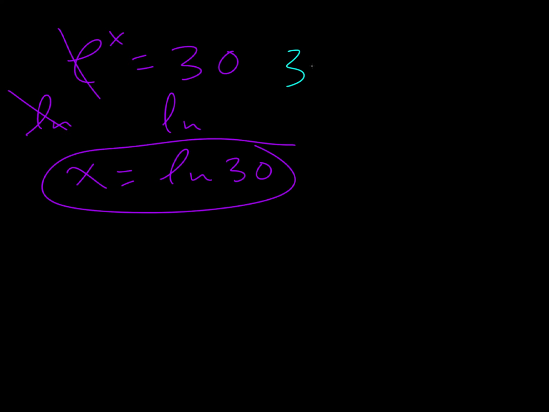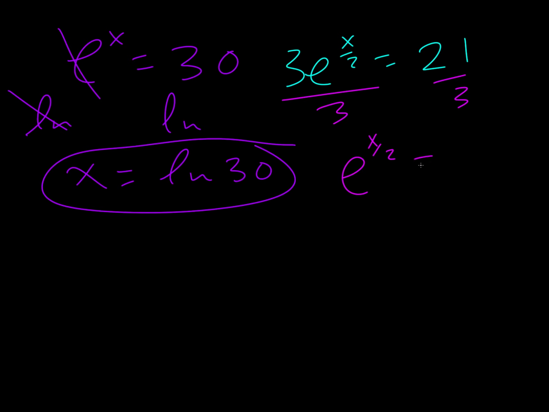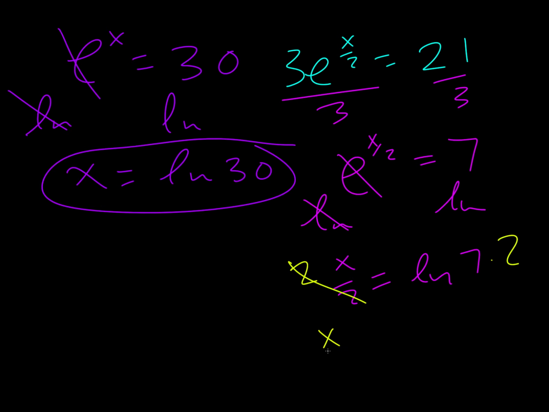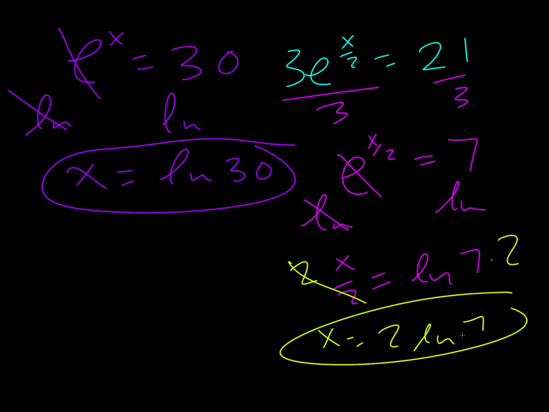Now if we have 3e to the x halves equals 21, what we're going to have to do first is divide by 3. E to the x halves equals 7. We undo the e with a natural log. So we get x halves equals natural log 7. And then we multiply both sides by 2. So x equals 2 natural log 7, which is, that answer works.